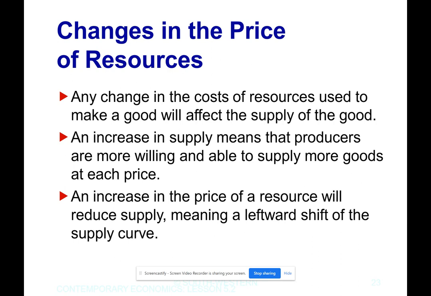An increase in supply means that the producers are more willing and able to supply more goods at each price. An increase in the price of a resource will reduce supply, meaning you'll see a leftward shift of the supply curve. When we say leftward shift, we are talking about the charts on both pages 144 and 145. Okay?